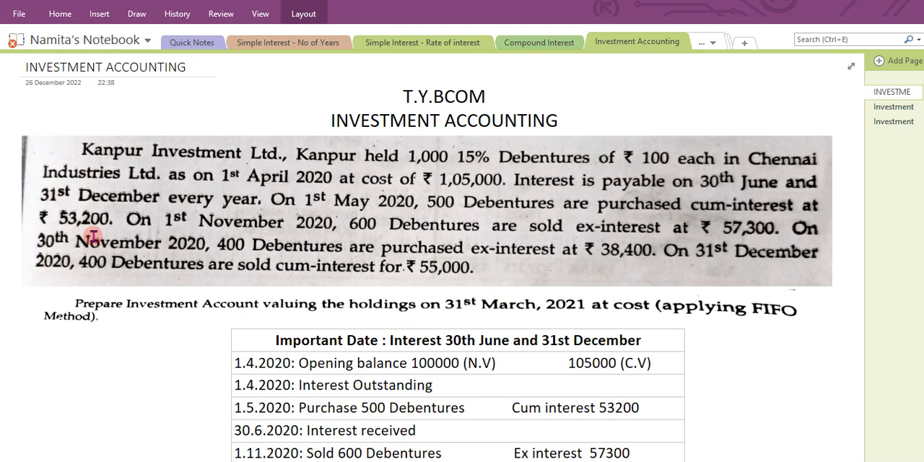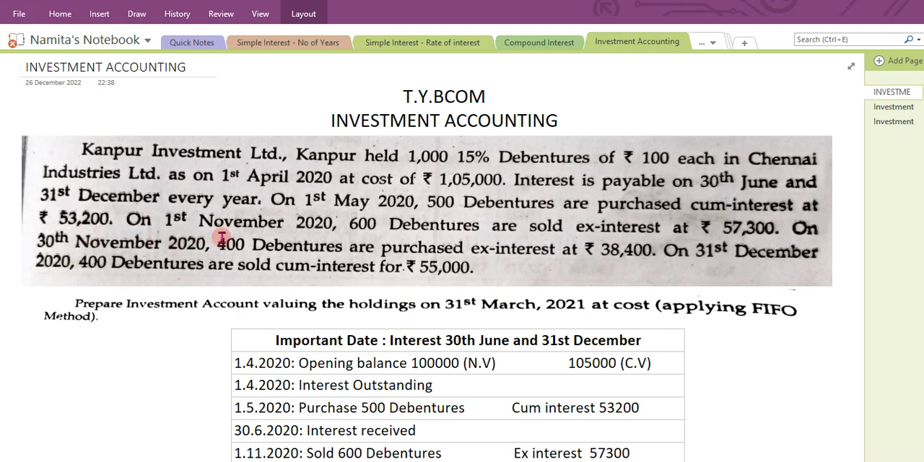First is cum interest and second is ex interest. So whenever there is a purchase or sale, either the sale of debentures or purchase of debentures, it will be on cum interest or on ex interest. Always remember, for cum interest, whatever interest we have calculated, that interest we have to reduce from the capital value of those debentures. And in the case of ex interest, you don't have to deduct anything. Ex interest will be as it is. Only in the case of cum interest, we have to reduce the interest value from the capital value. While solving the example you will understand.